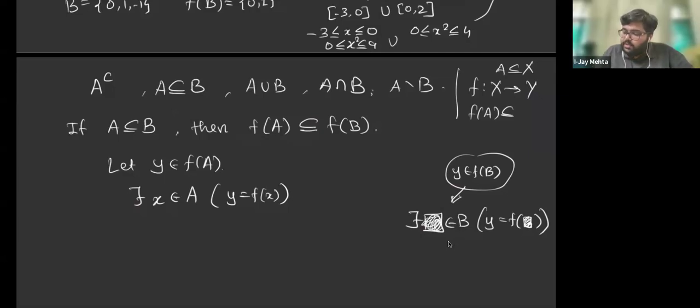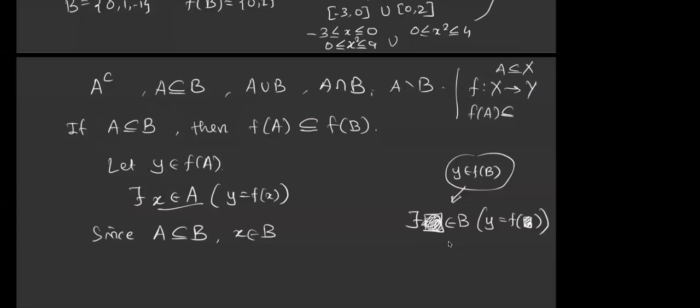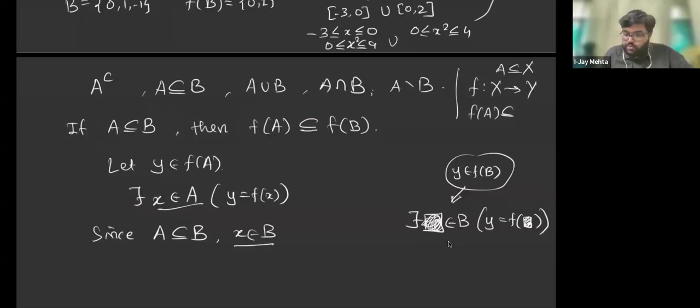Good. Ashwini says since A is a subset of B, so x is in A, so I have x is also in B. Then Ashwini, you want to continue? So x is in B. There exists x belongs to B, y equals f of x. So x belongs to B and y equals f of x. So this implies that y belongs to f of B.